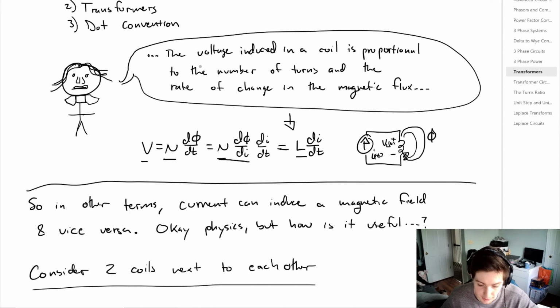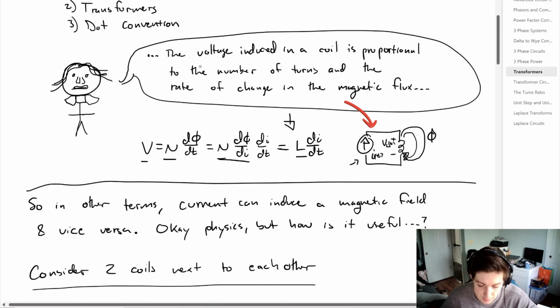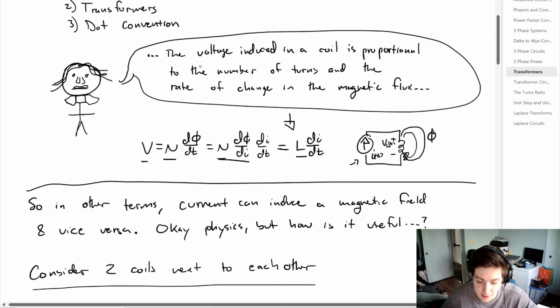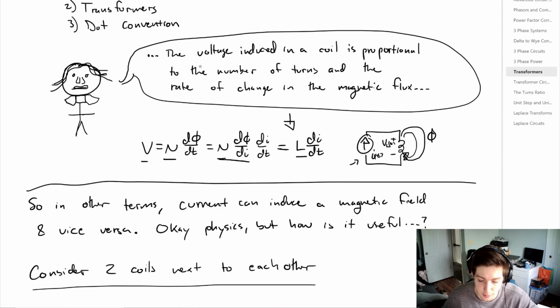So essentially, if we have a circuit like this on the right where we have some current source, we have a coil of wire, that current induces a magnetic field. Magnetic field changes with time as the current changes with time, and we induce some voltage. Or in a one-sentence explanation, current induces a magnetic field and vice versa, which is great for discovery, but how can we use it to benefit us?